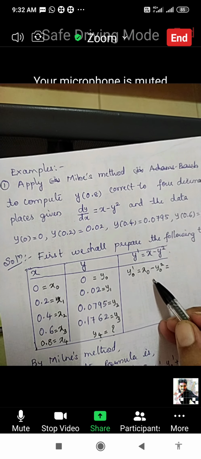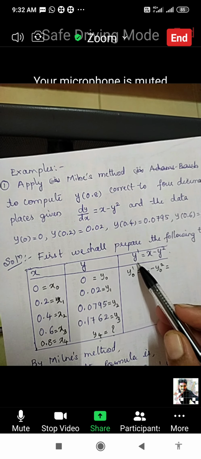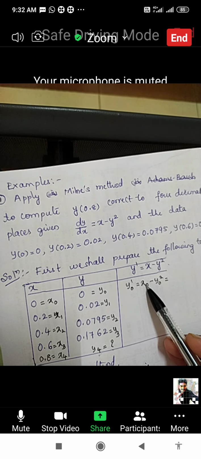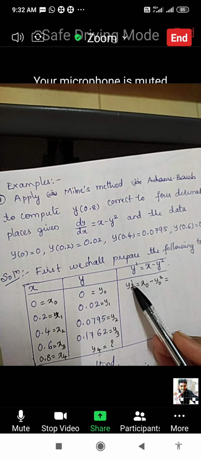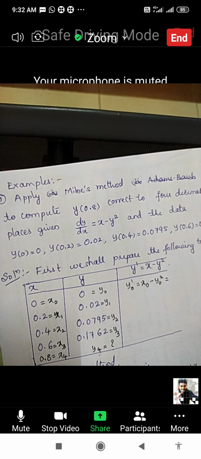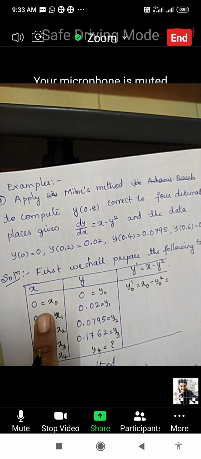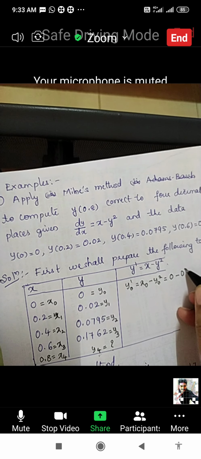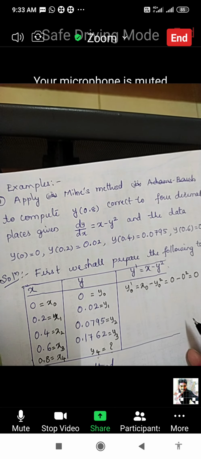Why have I written like this? Because the y dash expression is fixed throughout the problem. Y dash is always x minus y square only. But here x is changing to x naught, and that time y changes to y naught, so ultimately what we get is not just y dash, it is y naught dash. Now what is x naught? In the same row you can see, x naught value is 0, minus y naught value, which is 0. So y naught dash value is nothing but 0.